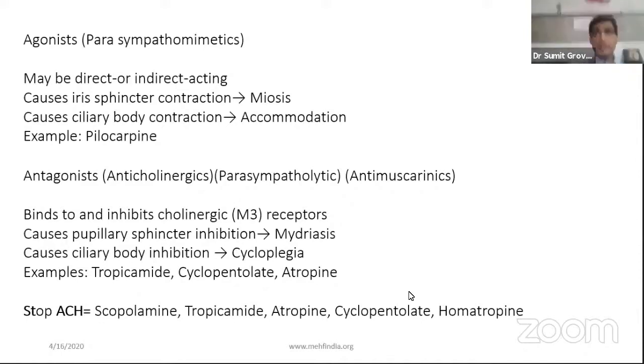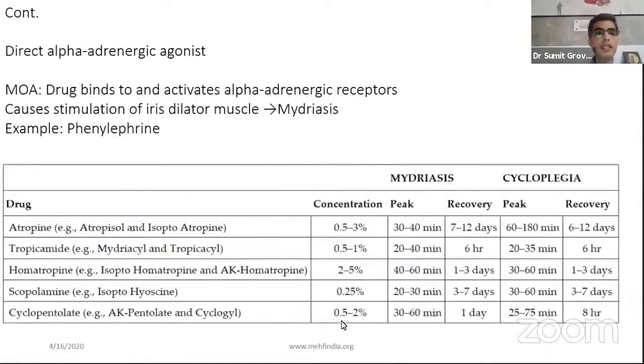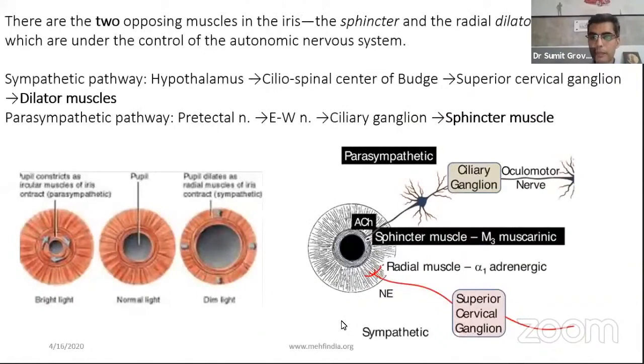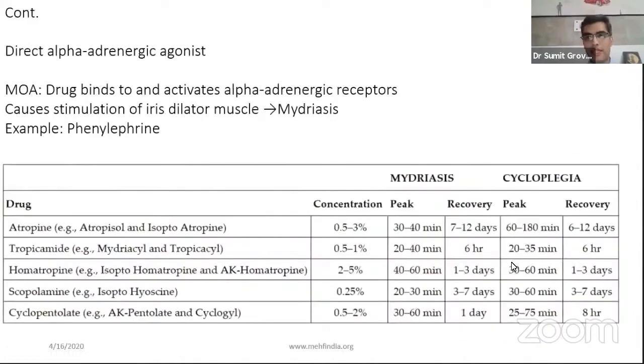And there is a very important and very good acronym I found. It's STOP ACH: scopolamine, tropicamide, atropine, cyclopentolate, and homatropine. I found it very useful. Then there are direct alpha adrenergic agonists. They bind directly to these alpha adrenergic receptors and cause dilatation. An example is phenylephrine.